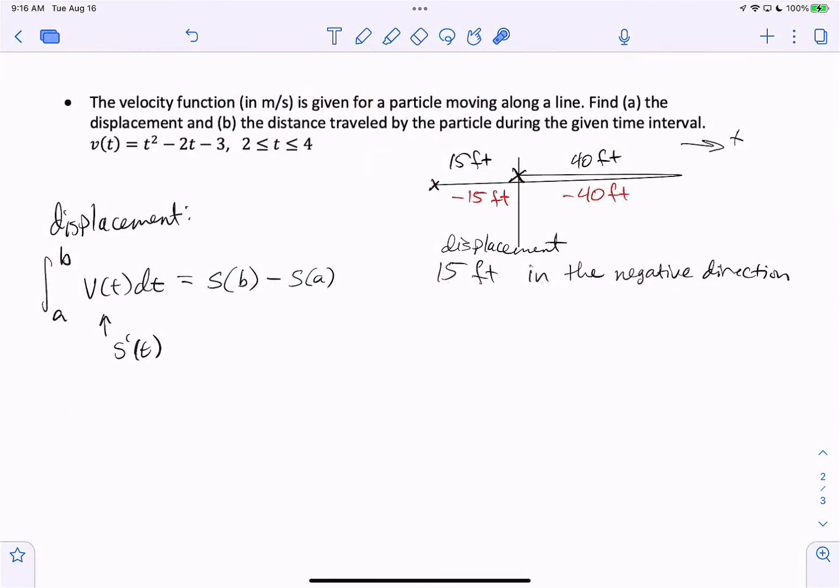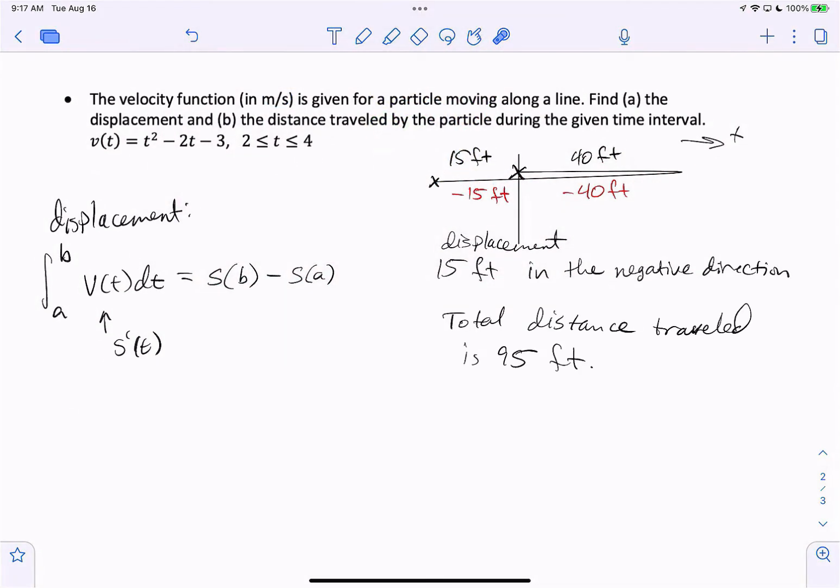But as far as this person's shoes are concerned, it was 40 feet and 40 feet and 15 feet. And so the total distance traveled was 95 feet. What distance does is it doesn't care if the numbers that we're adding are positive or negative. It turns them all into positive numbers. And the thing that turns all numbers into positive numbers is the absolute value. And so the distance traveled is the integral of the absolute value of v of t dt.